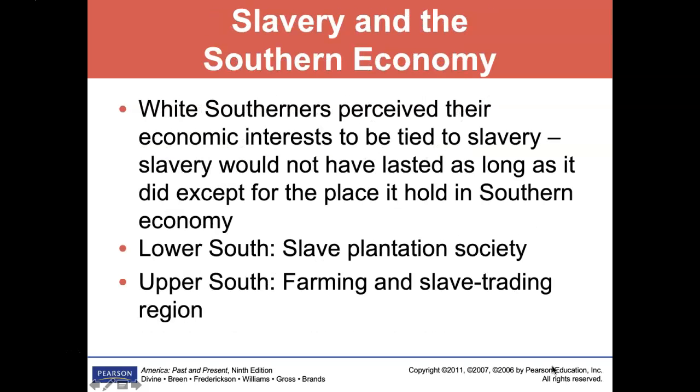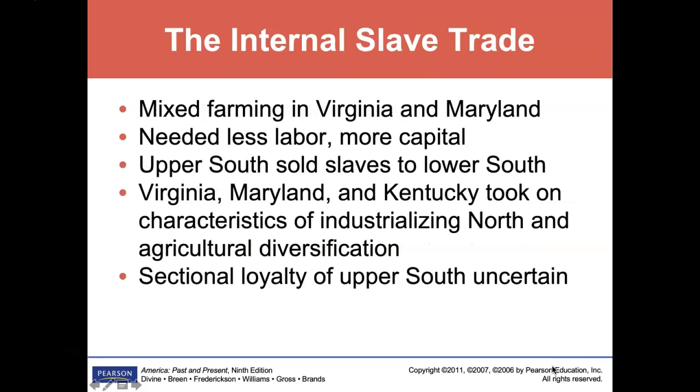When it comes to slavery in the Southern economy here, we should know that white Southerners perceived their economic interests to be tied to slavery too. Slavery would not have lasted as long as it did in America, except for the place that it held the Southern economy together. In the Lower South, for example, the slave plantation society was a staple for their identity, but in the Upper South, farming and slave trading in this way was more part of their experience with the institution.